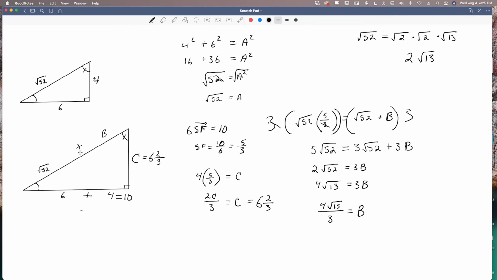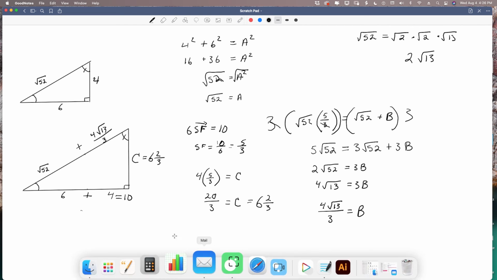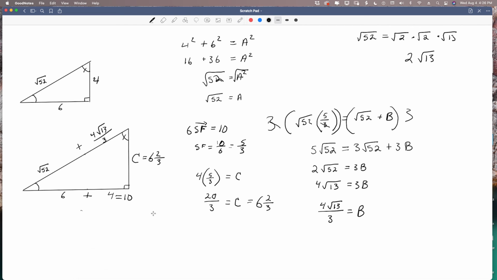So the length of this side here is the square root of 52 plus 4 times the square root of 13 over 3. That's all we can do. That is our answer. And it is an accurate answer, and we're done.